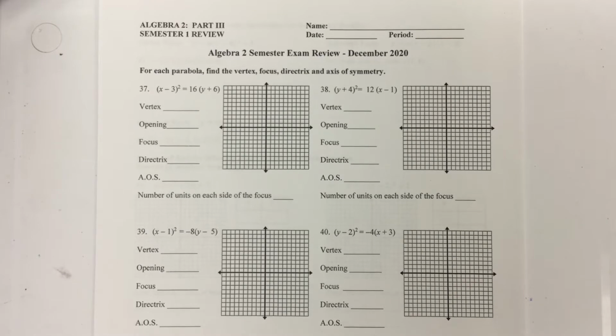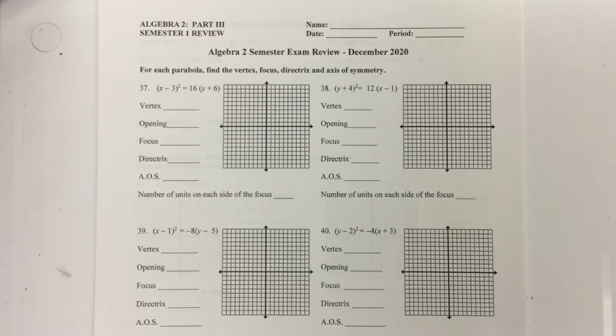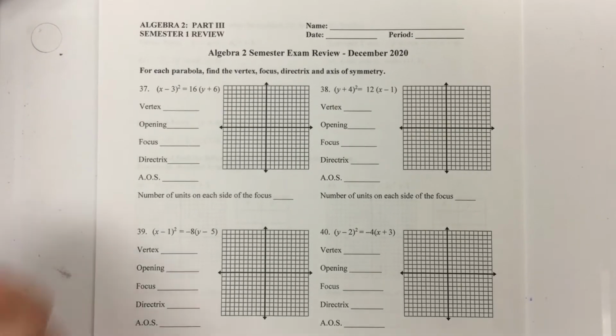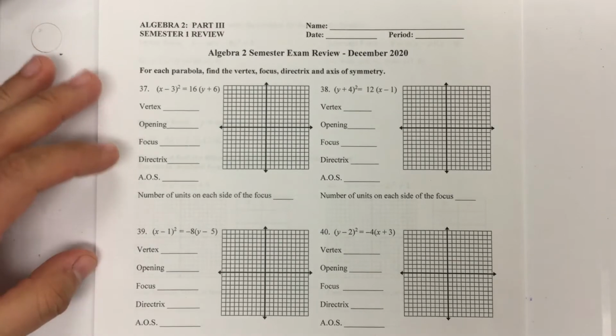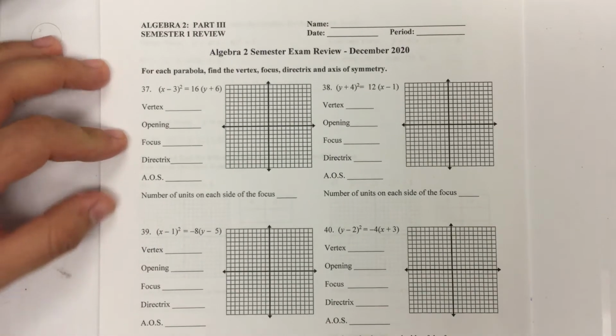All right, so here is part 3 of the review. So let's go ahead and start here. For these ones, it says, for each parabola, find the vertex, the focus, the directrix, and the axis of symmetry.